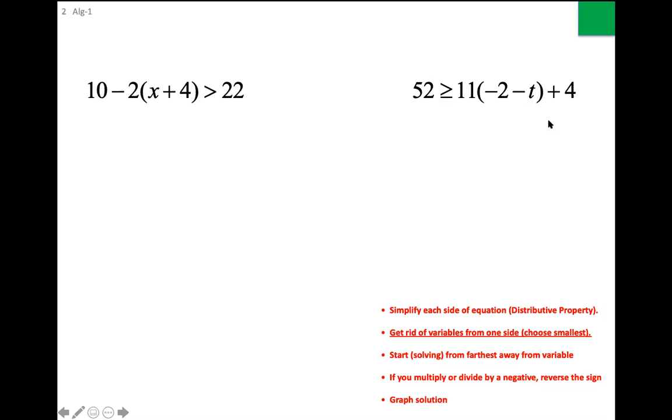Okay, pick one of those and do it. Left one or the right one, it doesn't matter. I'll give you a 30-second head start.